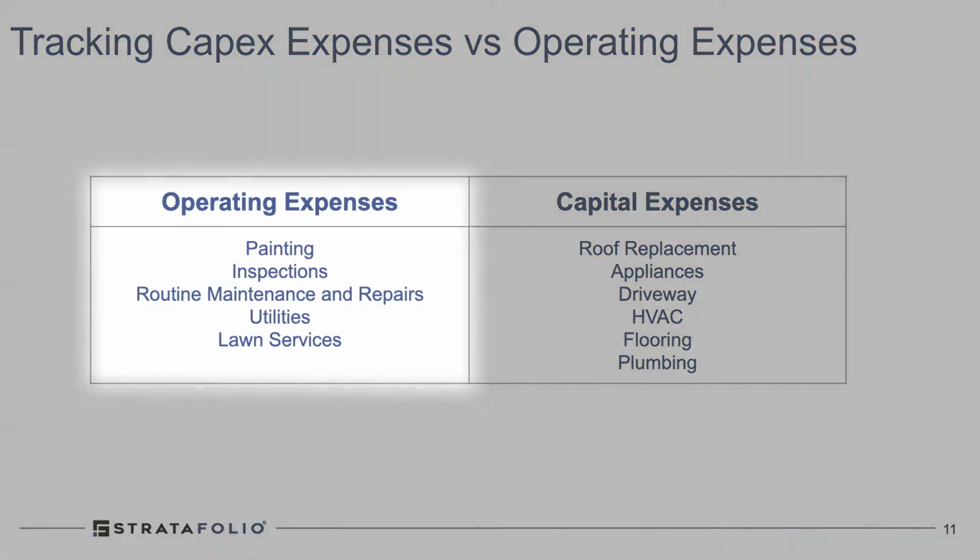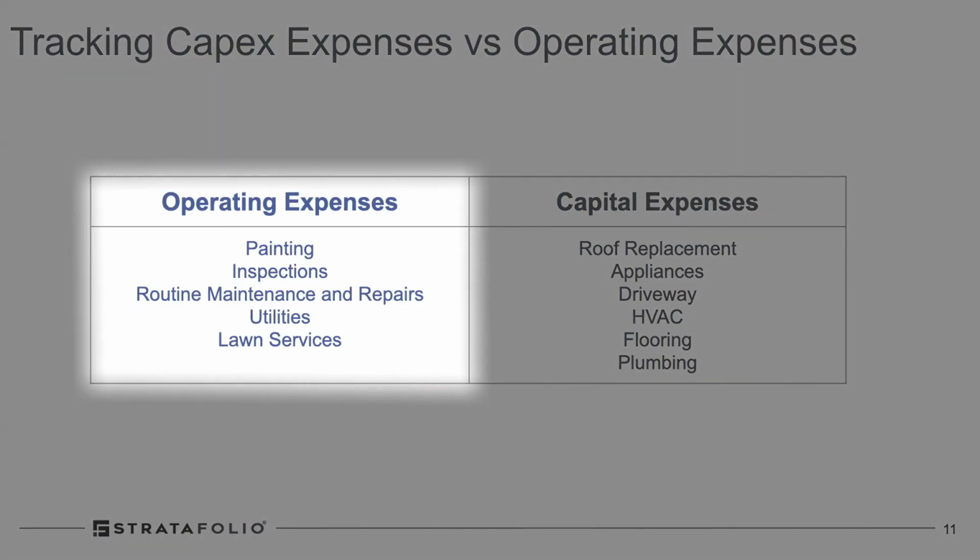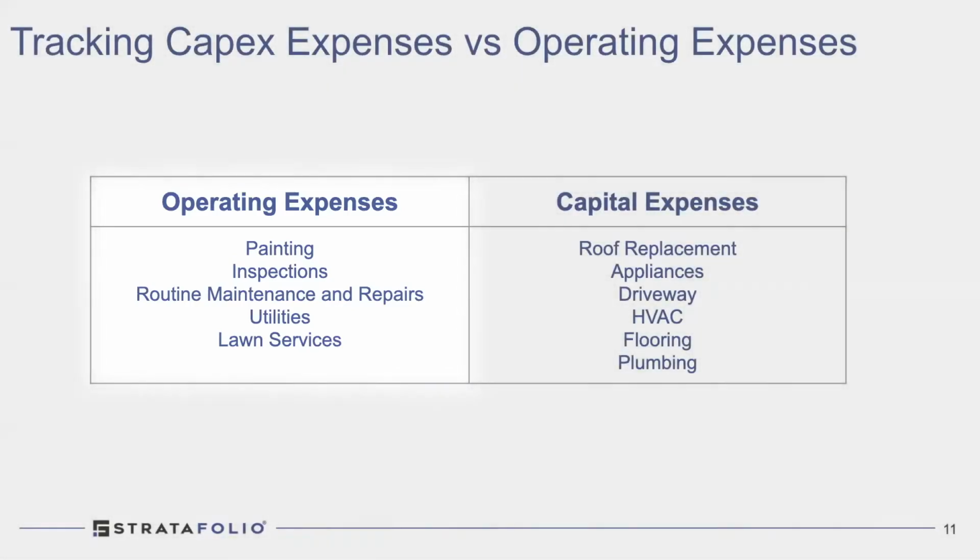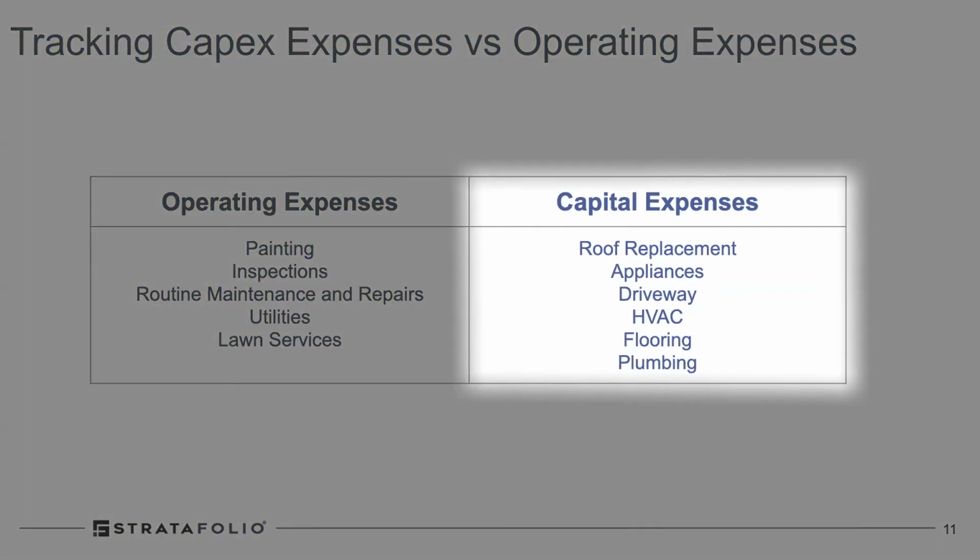Things like painting, inspections, routine maintenance, landscaping, utilities, those types of things all fall into the operating expense category, because those are just general expenses that typically happen as a monthly recurring expense. Capital expenses are things like a roof replacement, maybe appliances, repaving the driveway or the parking lot, maybe replacing an HVAC unit, flooring, plumbing, those types of things. Anything basically that adds to the structure of a building or property.